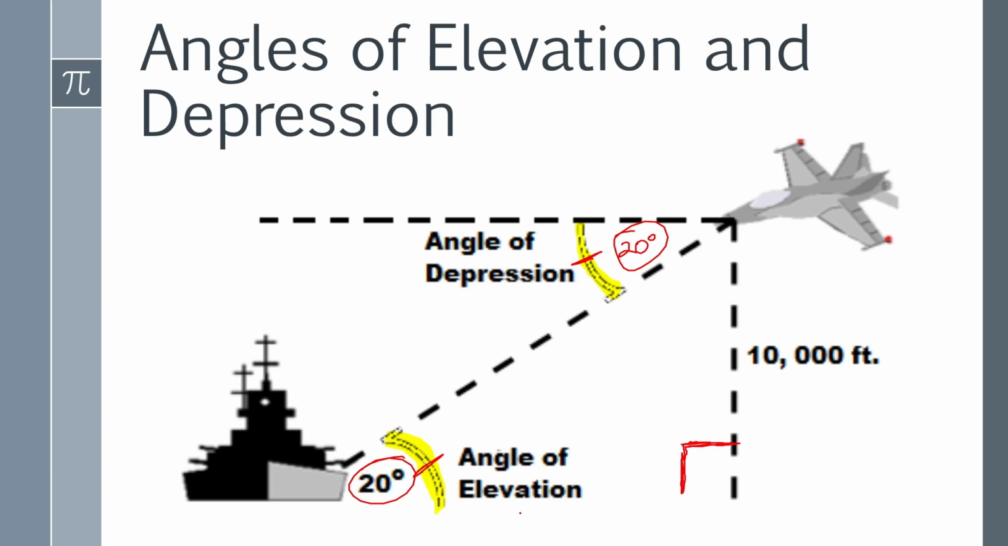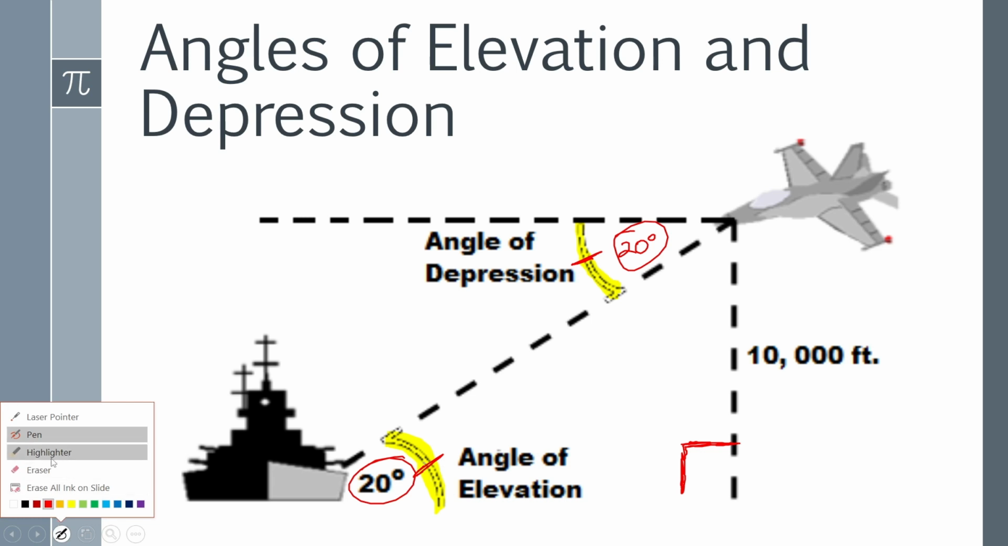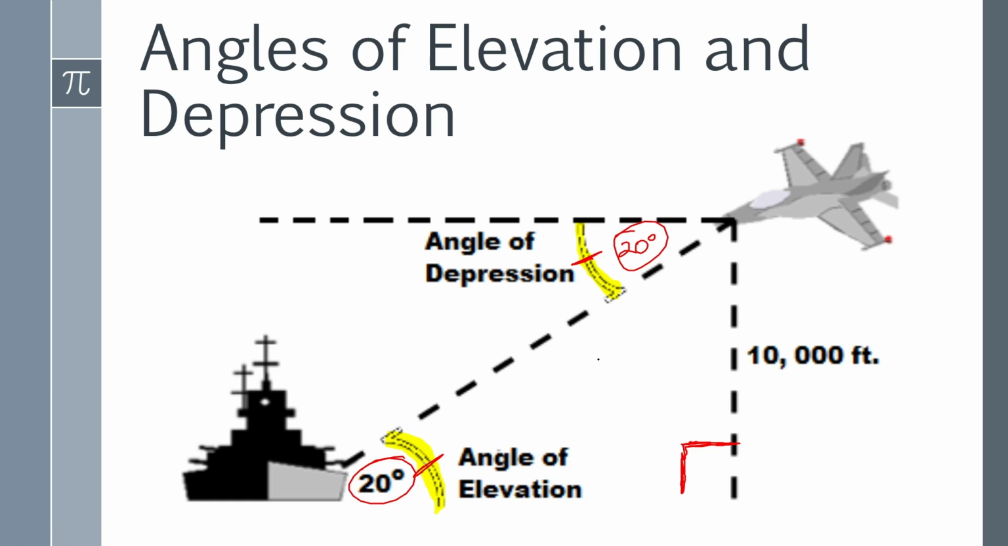So on a pilot's front display, with the technology now, when he turns his helmet and looks down, it'll tell him what the angle of depression is. So he can go ahead here and calculate how far he is away from this ship. Now this is the hypotenuse, right? It's opposite the right angle. So we would have to use tangent, right, because we don't have a hypotenuse, we can't use sine or cosine.